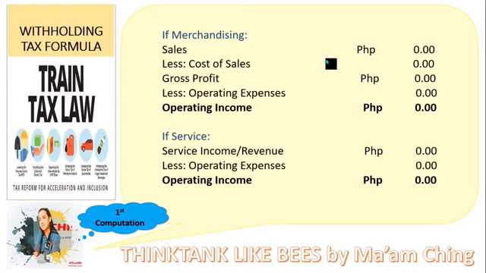If it is a merchandising business, then you need to prepare first the income statement of a merchandise business. First, you have sales, and then you deduct all the cost of sales in order to arrive at the gross profit. Then deduct all the operating expenses. When we say operating expenses, it is the admin and selling expenses. That's the total operating expenses, and the end result will be the operating income. This operating income will be your basis on how you will compute your tax later.